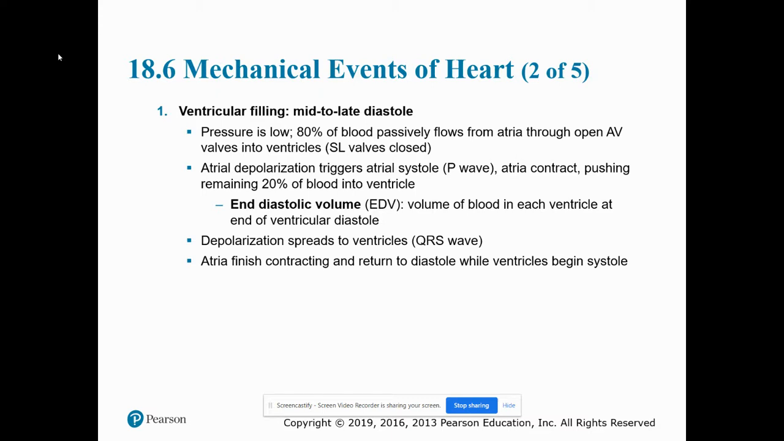And this is when we introduce another term, end-diastolic volume. And that's the volume of blood in each ventricle at the end of ventricular diastole. Then depolarization spreads to the ventricles, the QRS wave. And then the atria finish contracting and return to diastole when ventricles begin systole.